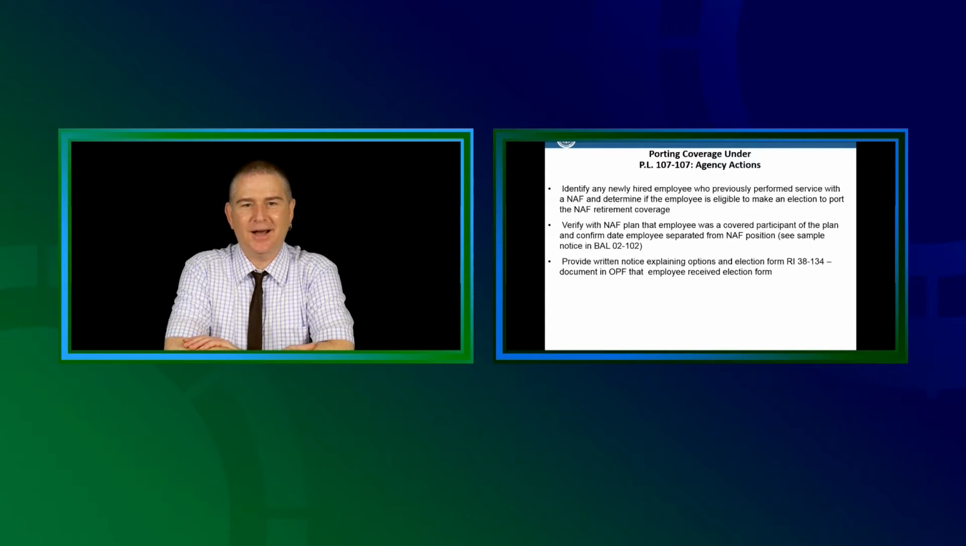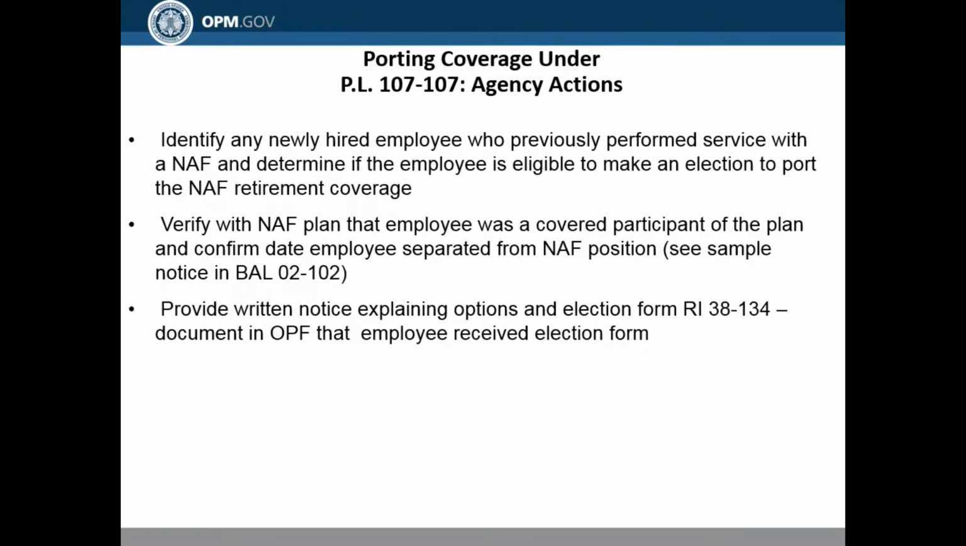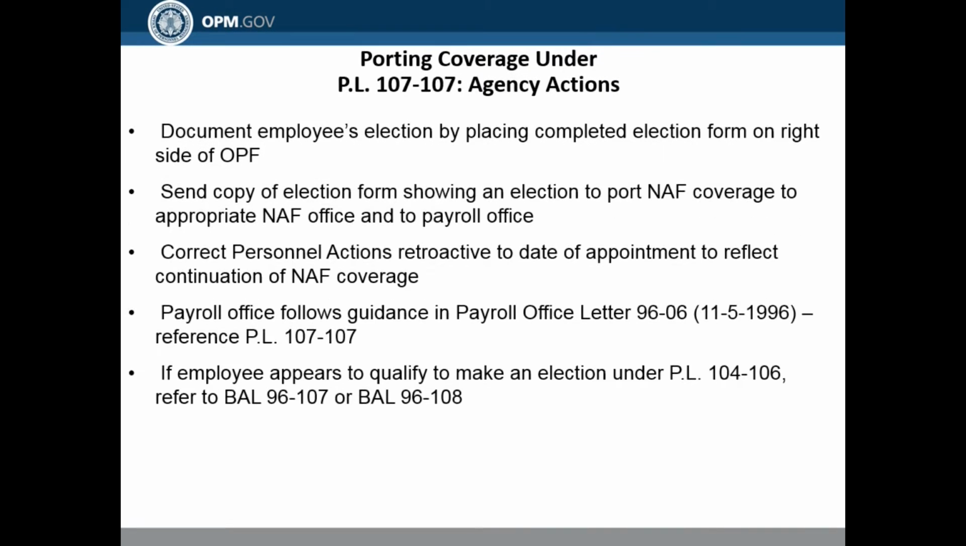And finally, provide a notice explaining the options in the elections from RI 38-134 and document in the OPF that the employee received the election form. You're going to document that election by placing it in the right side of the OPF, or if you're using eOPF, it's slightly different there. Send a copy of the election form showing the election to port the NAF coverage to the appropriate NAF office and to the payroll office.